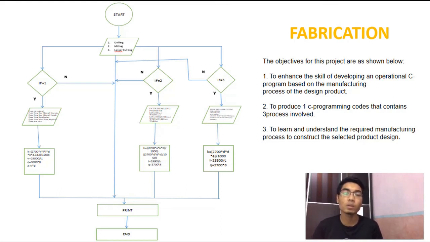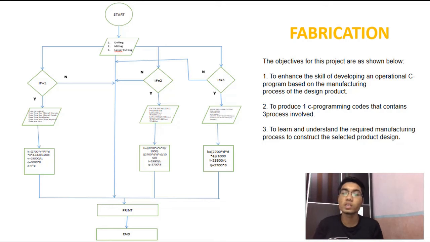Today I will explain about the fabrication of the coding in C programming. The objective of this coding is to enhance the skill of developing a C program based on the manufacturing process to design the product. Second, to produce one C programming code containing the three processes involved to produce the designed product. Third, to learn and understand the required manufacturing process to construct the selected product design.